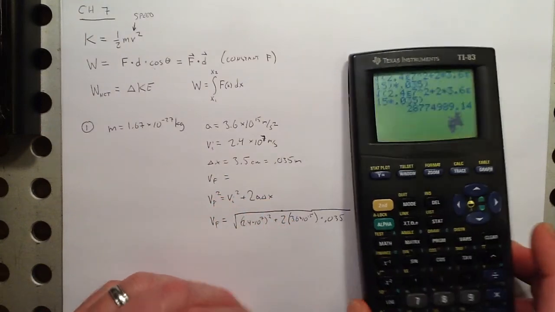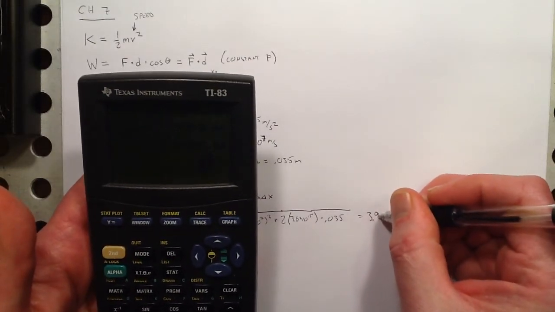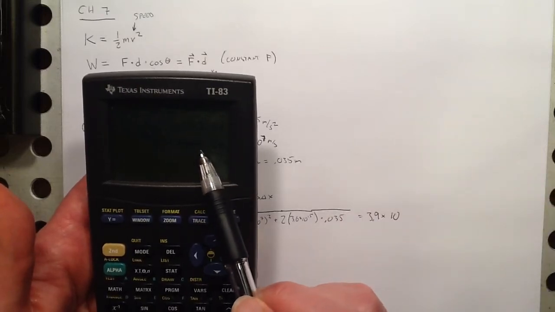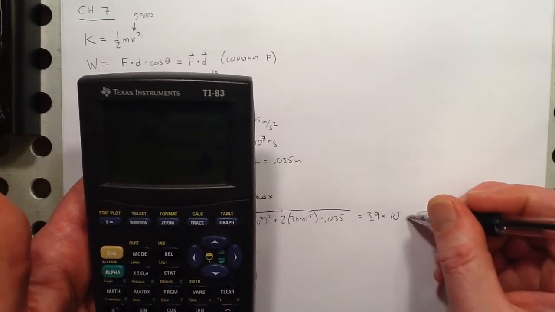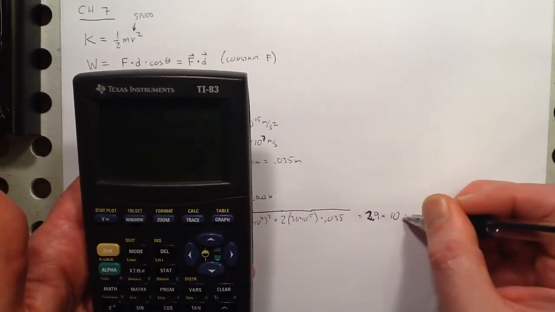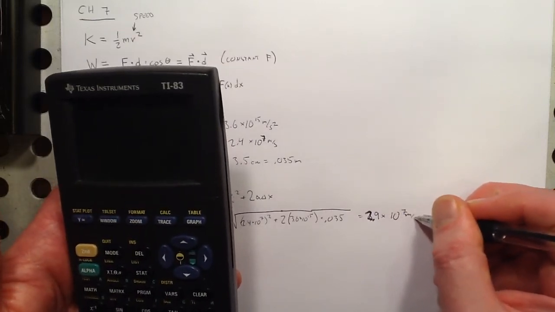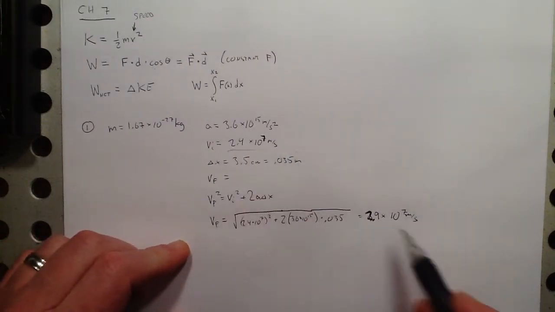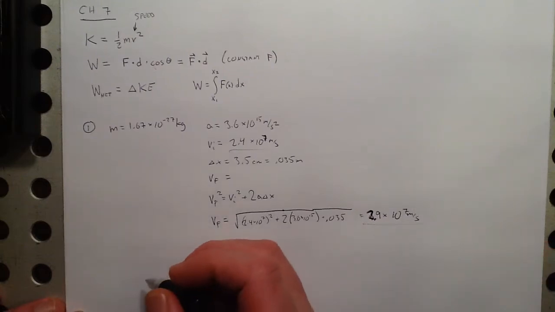There we go. So that's 2.9 times 10 to the... 1, 2, 3, 4, 5, 6, 7. 2.9. I said 2 and I wrote a 3. 2.9 times 10 to the 7th meters per second. Right? So it started at this speed, now it's going this speed. And that's the answer for part A.